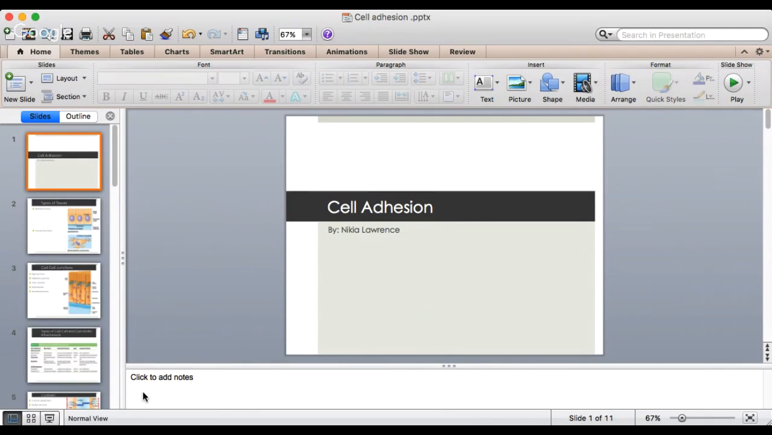So, to start off, cell adhesion is very important when it comes to assembling cells into tissues. However, cells simply do not just stick together to form tissues. They need some type of adhesion in a distinctive pattern in order for them to form tissues.